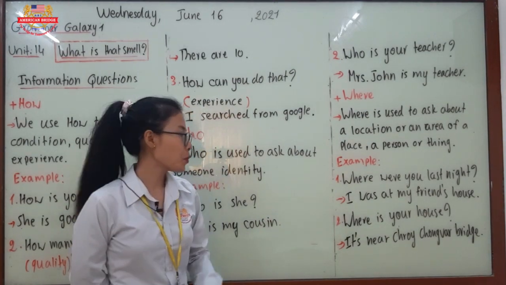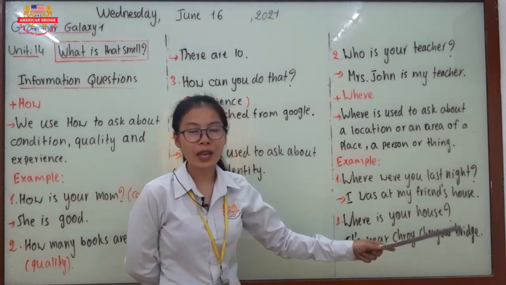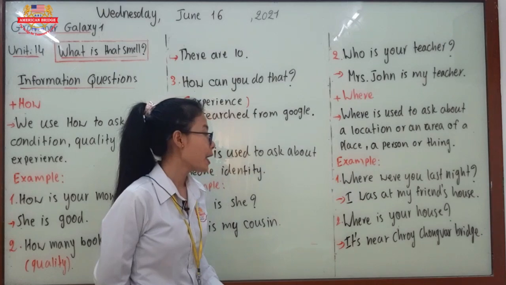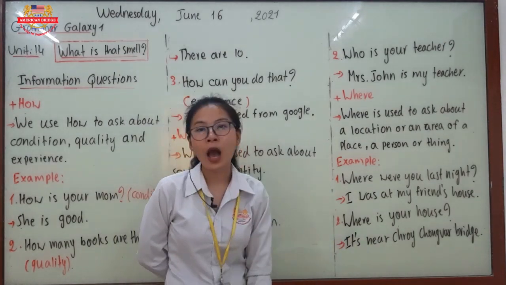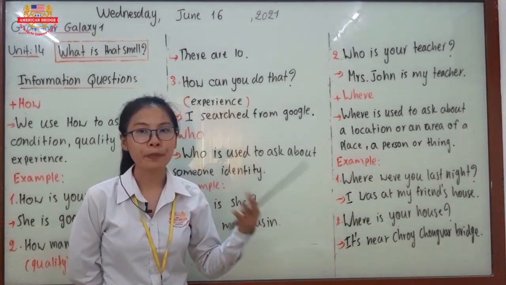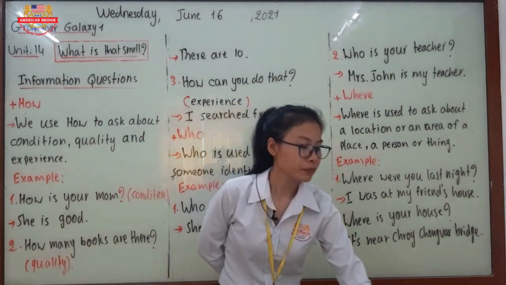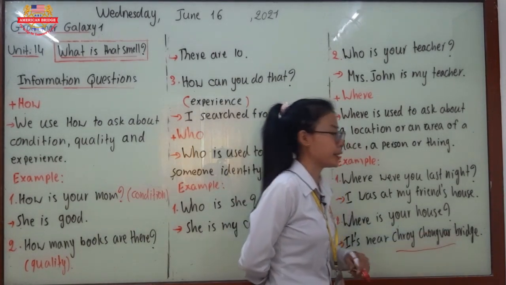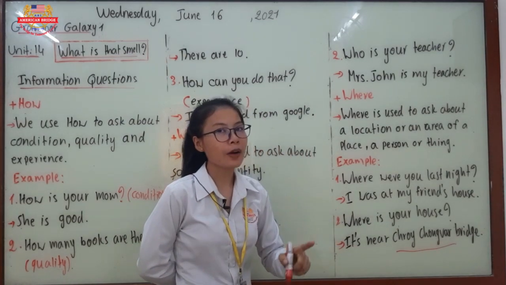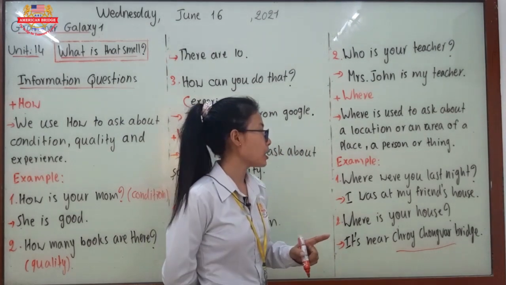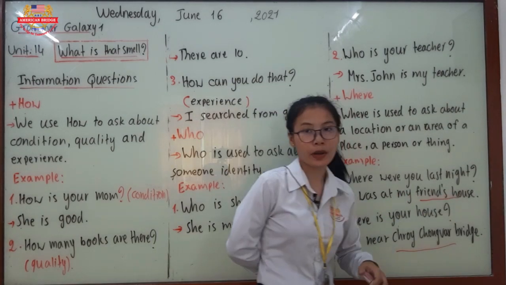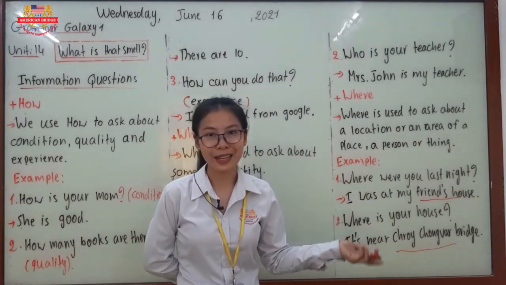Alright, next let's go to number 2. Where is your house? Here you want to ask about the place of someone's house, right? They say it's near Chiroi Chongwa Bridge. So the location of the house is near Chiroi Chongwa Bridge, and the location of someone last night is a friend's house. This is the location where someone stayed.